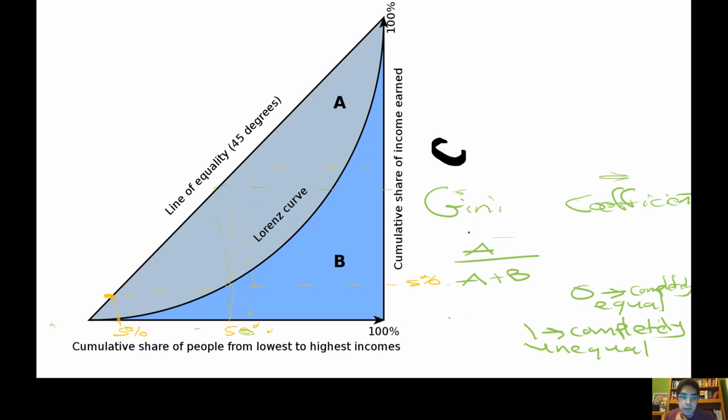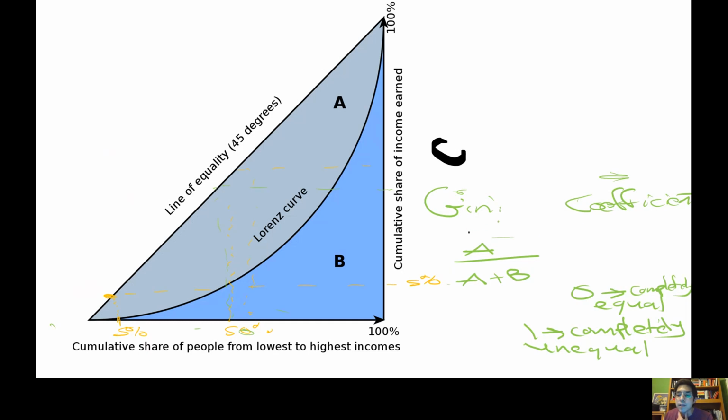So 0 represents a completely equal distribution, and so we can think about why for a moment. Well, if we're in a perfectly equal society, then the Lorenz curve is essentially the line of perfect equality, and there's no area between the line of perfect equality and the Lorenz curve, so 0 divided by A plus B is just 0, right?